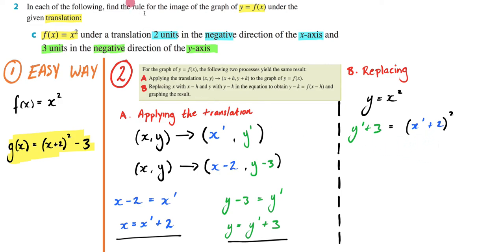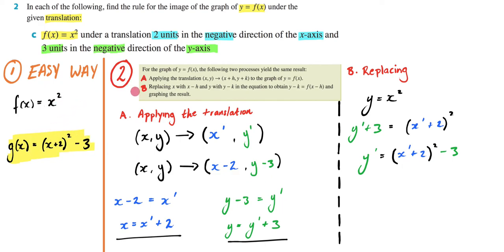Now I'm going to rearrange it so I have my y by itself. So I'm going to get y dash equals x dash plus 2 squared minus 3. And hopefully you can see that this right here is the same as this.